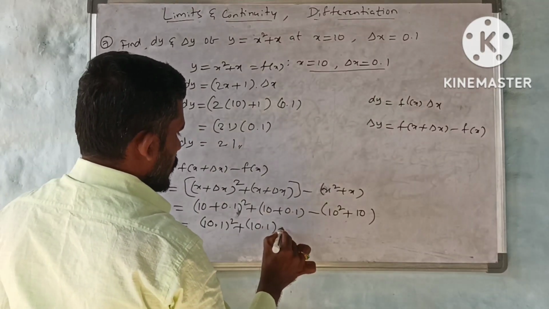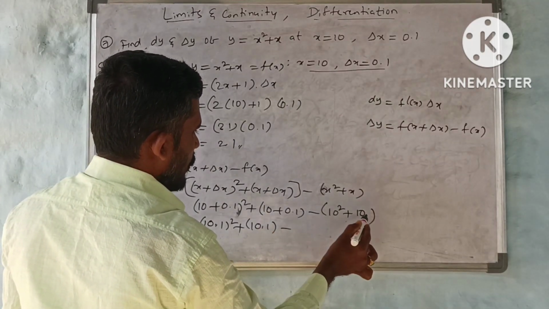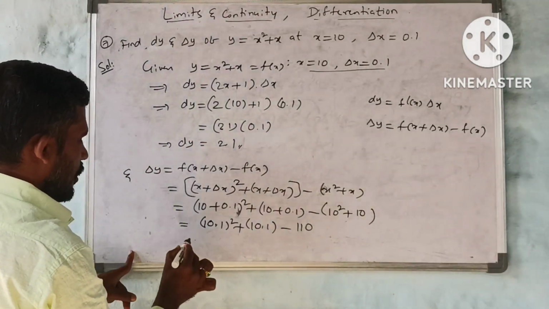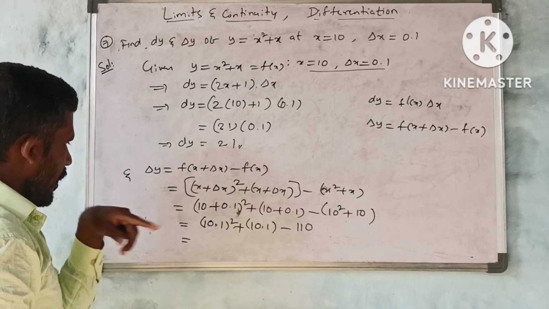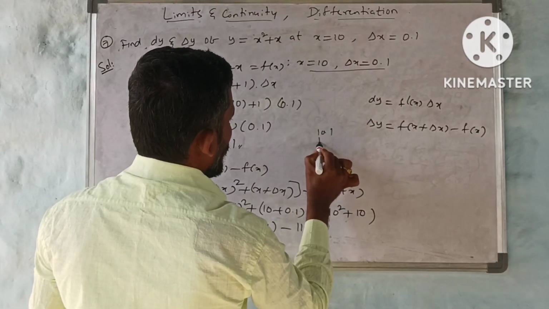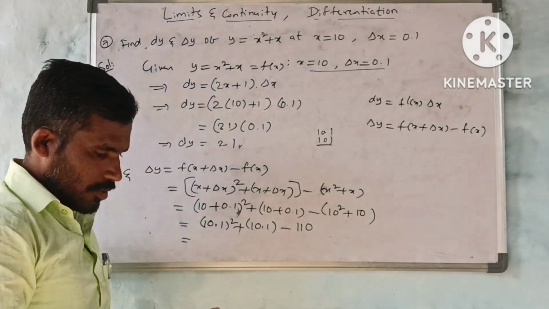Okay, minus. So 10 square is 100, 100 plus 10 is 110. So 110. And this is what here? 10.1 whole square. 10.1 whole square and what is the value? 10.1. And we have to multiply this one.